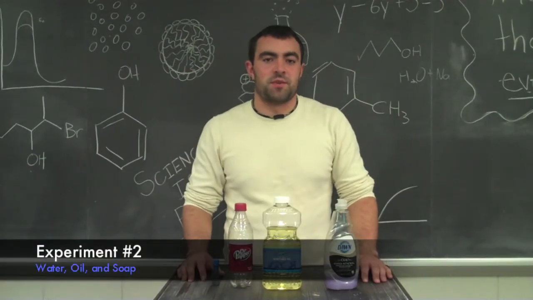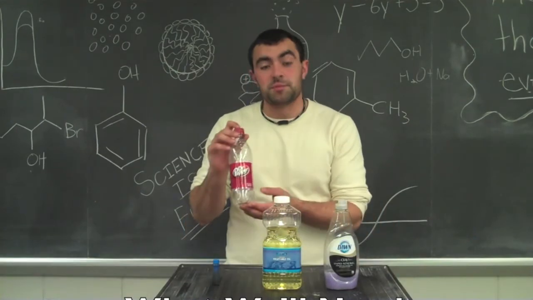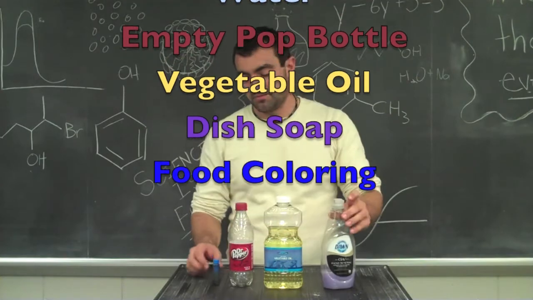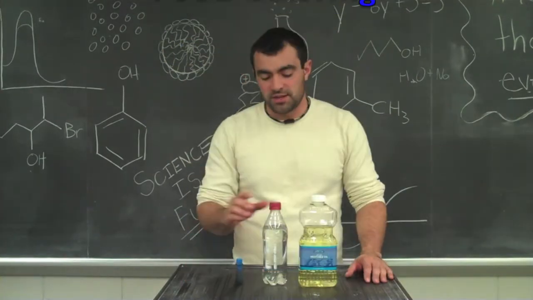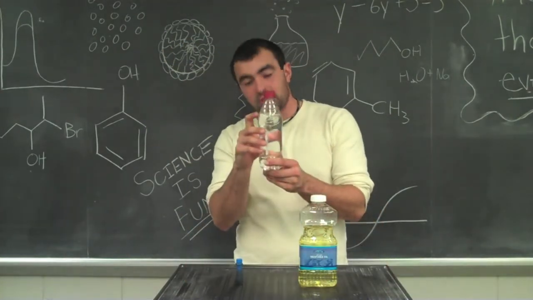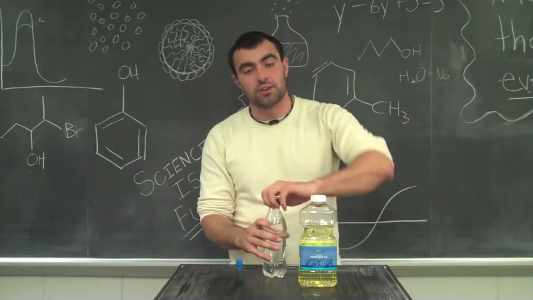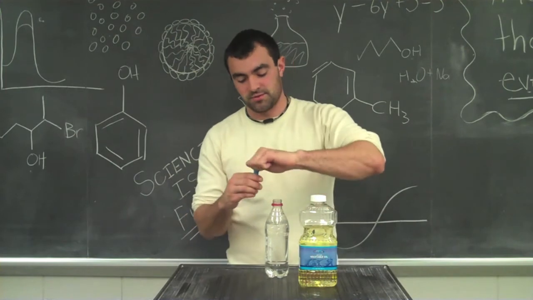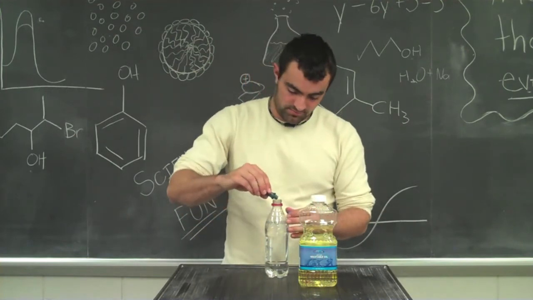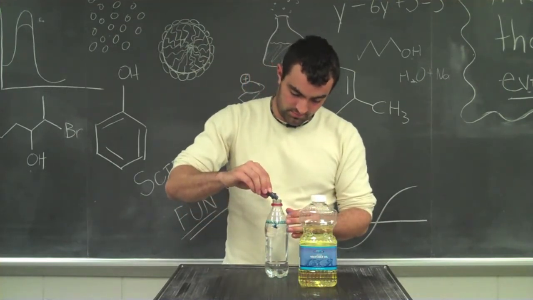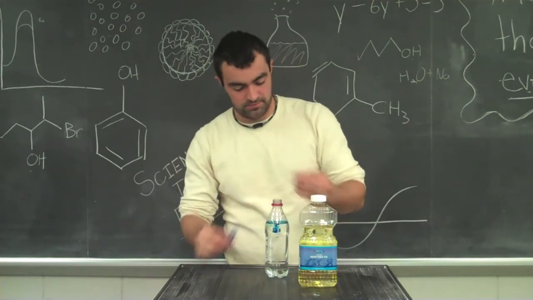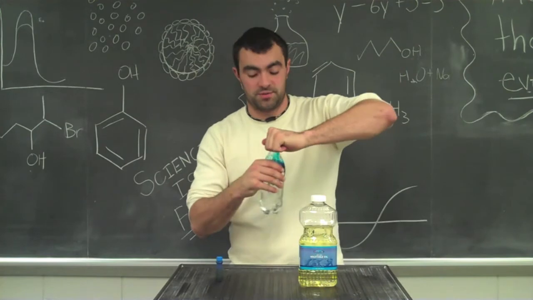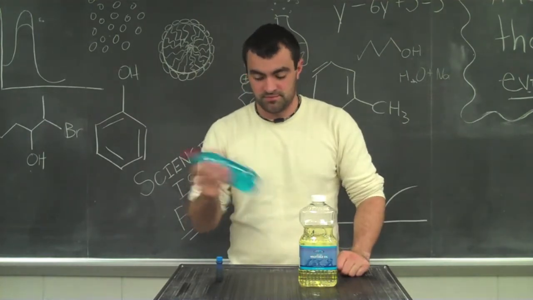For the next experiment, we're going to need water, an empty pop bottle, vegetable oil, dish soap, and the optional food coloring. Now take the empty bottle and fill it about this high with water. Then you're going to take the optional food coloring if you choose and add 2 drops. Now make sure you place the lid on tightly, as you don't want the water to spill out. You can shake it up.